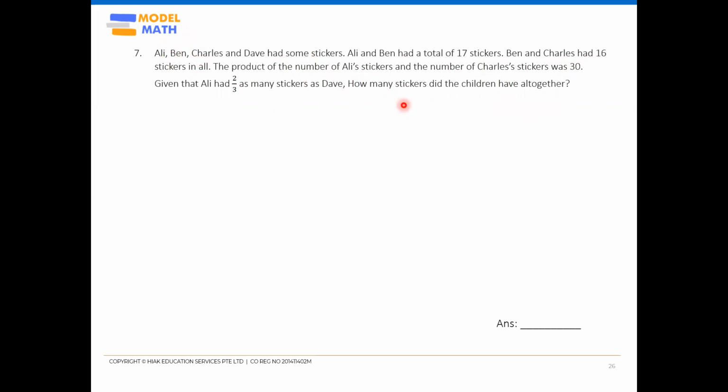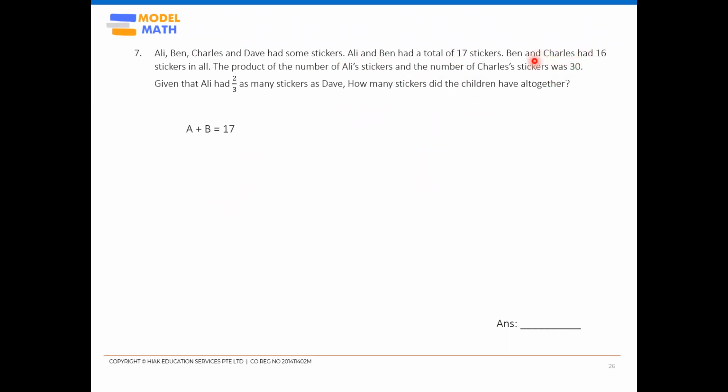Okay, so there are 4 people here. So notice that these two sentences give us 2 different combinations of stickers. So the first combination, I can actually create an equation first. So we record down all the data that we are aware of first. So Ali and Ben together is 17. In other words, I can put A plus B equals 17.